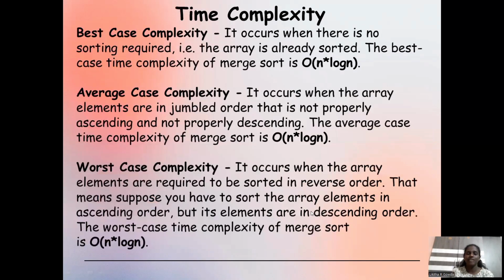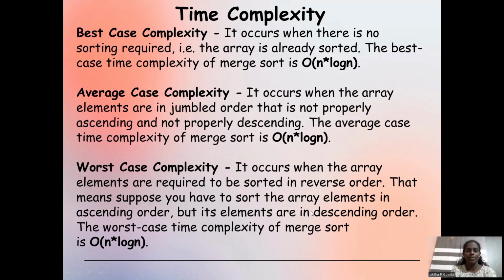Now let's see about time complexity. Best case complexity. It occurs when there is no sorting required. That is, the array is already sorted. The best case time complexity of merge sort is n log n. Average case complexity. It occurs when the array elements are in jumbled order, that is not properly ascending or not properly descending. The average case time complexity of merge sort is n log n.